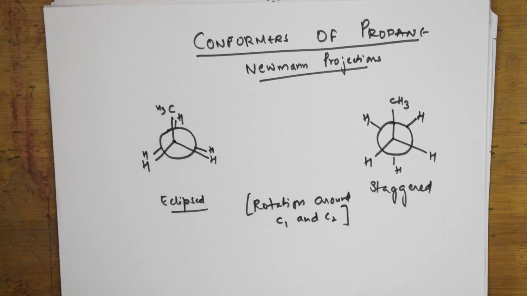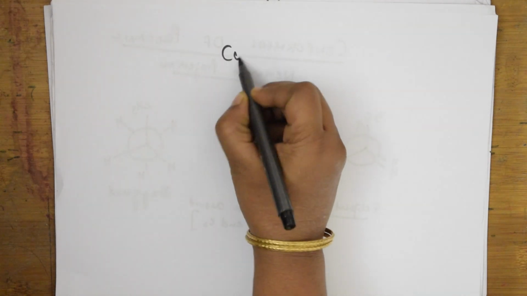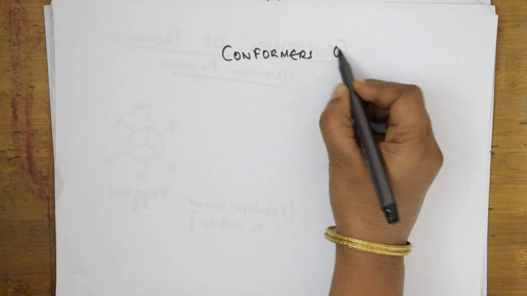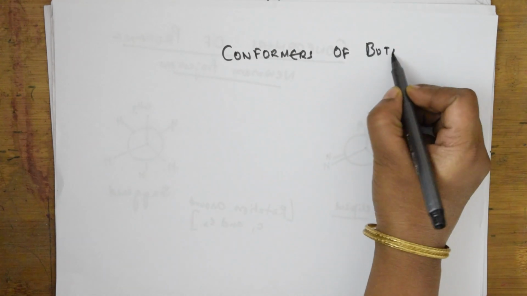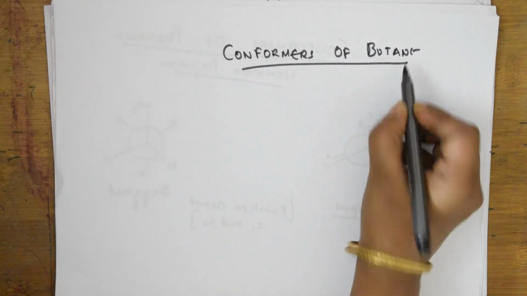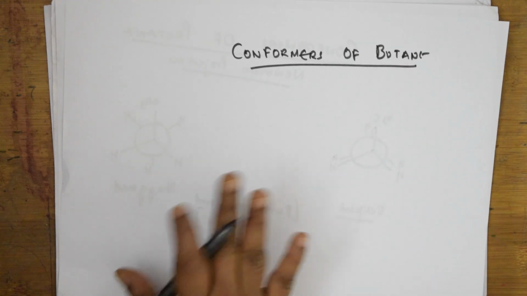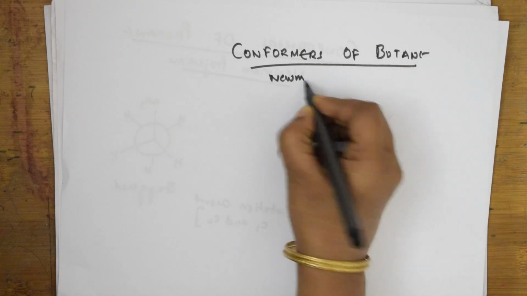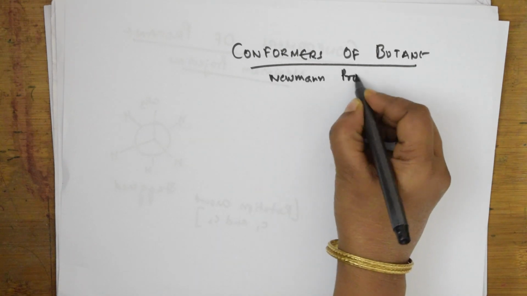So now we'll be learning the conformers of butane, right students? I told you I'll be showing the conformers of butane. I'll be showing you the conformers of cycloalkanes also. So now let us come back and write the heading: conformers of butane. Butane is a 4 carbon alkane. Here again I'll be showing Newman projections only.